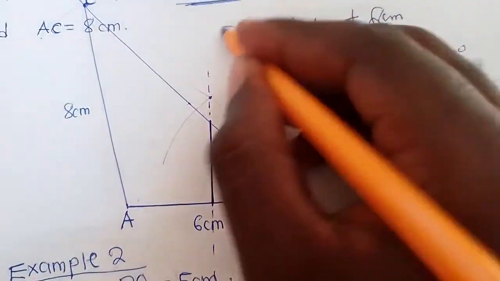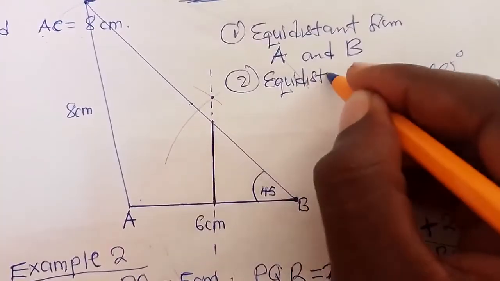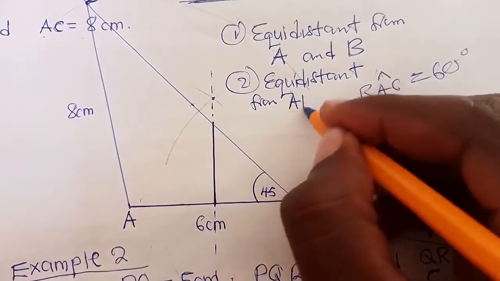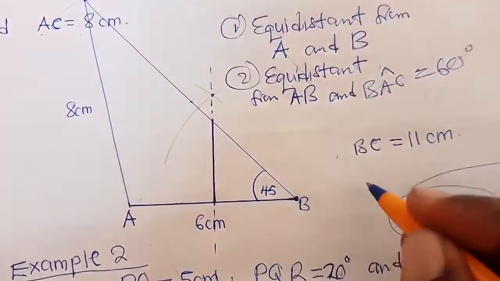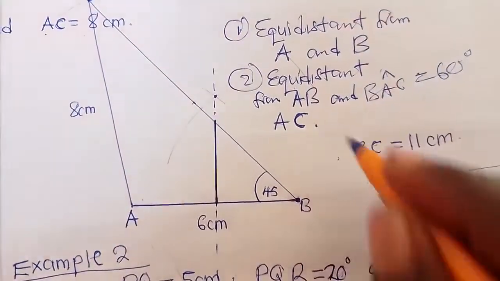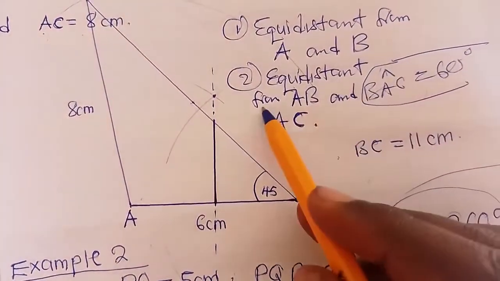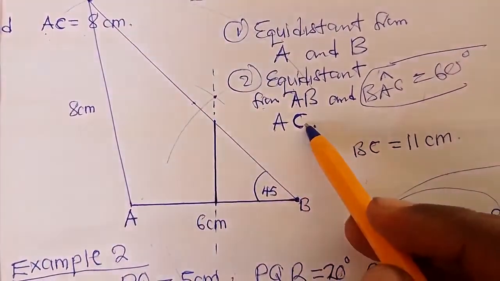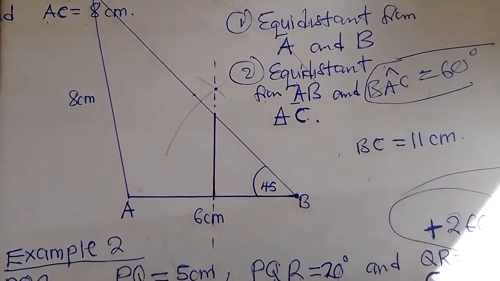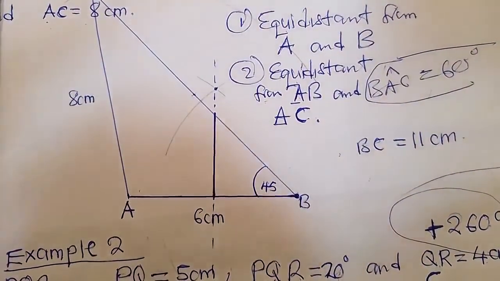Then the other question was also saying equidistant, equidistant from AB and AC. Which letter is common? A is common. So this is an angle bisector. You bisect an angle, angle A.